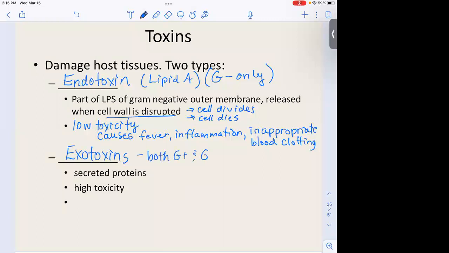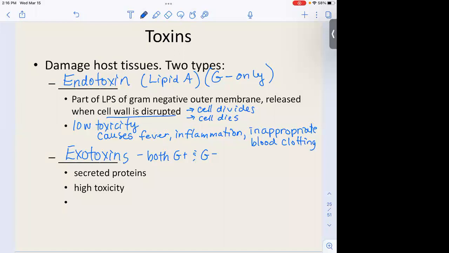Gram-positive and gram-negative, these are secreted proteins. So endotoxin is a lipid. Exotoxins are proteins. So hopefully you're thinking, how are exotoxins different from extracellular enzymes? Both are proteins.